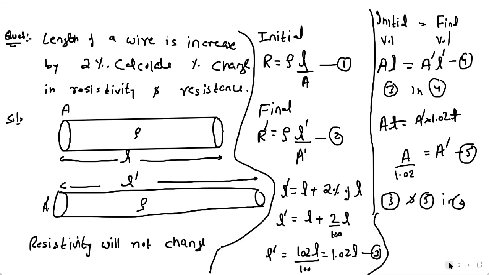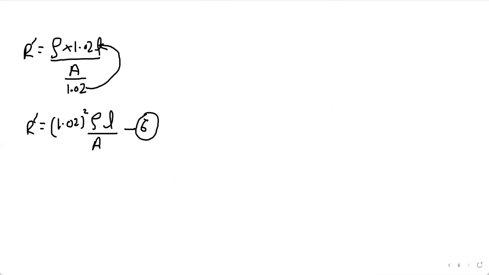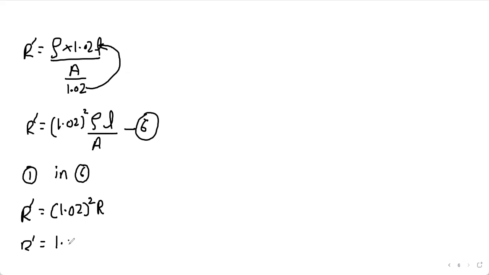Next, what we can do is we can compare 6 and 1. You can easily compare equation number 6 with equation number 1. So we can substitute 1 in 6. When I substitute 1 in 6, then I will get R prime is 1.02 square into R. So that's the relation. And how much is 1.02 square? It should be some 1.0404. So that is the relation between the final resistance and the initial resistance. Is it clear, everyone? Fatma, Mariam?